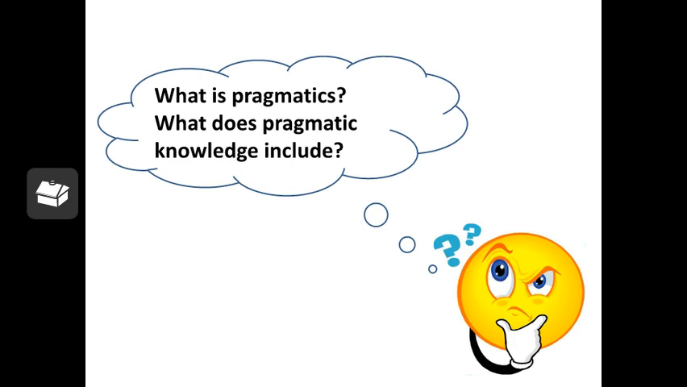Let's compare our answers. First, what is pragmatics? Pragmatics has to do with language in use. It examines meaning in context. It emphasizes the fact that meaning is created by interaction between speakers and hearers, or between writers and readers. The next question is, what does pragmatic knowledge include?